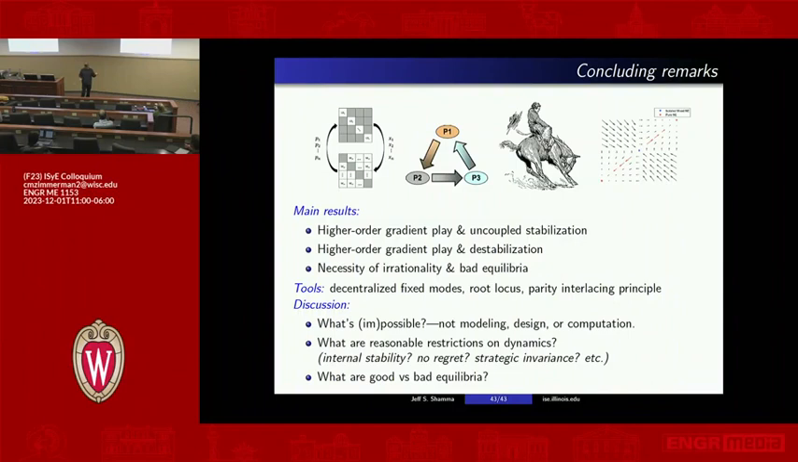So we're only asking what is possible, what's impossible. Let's agree on uncoupledness. Let's agree on basic rationality. Are there other constraints that we want to impose on what constitutes a reasonable learner? That's a future discussion. And that discussion is joined at the hip with what is a good equilibrium and what is a bad equilibrium. And that's all. Thanks.